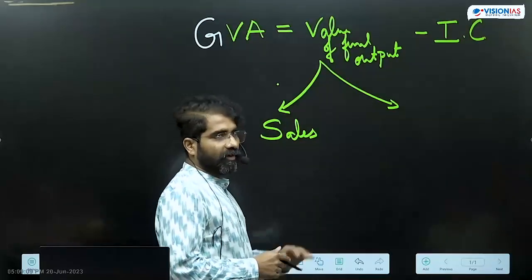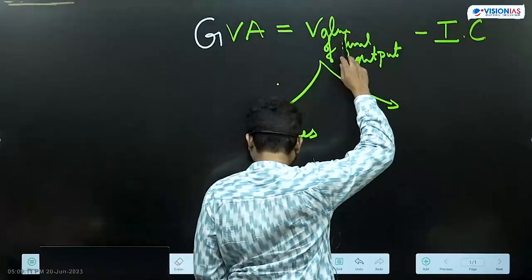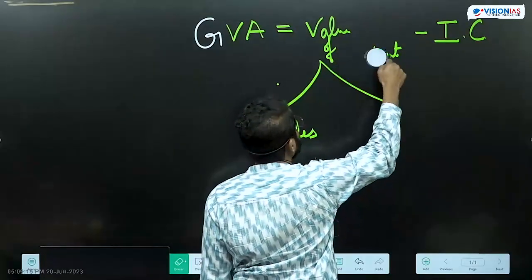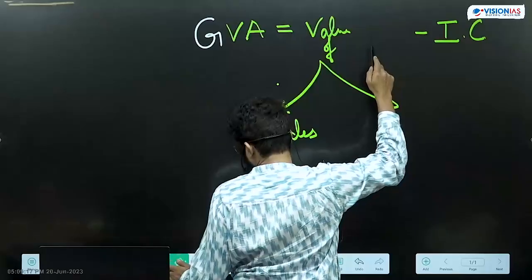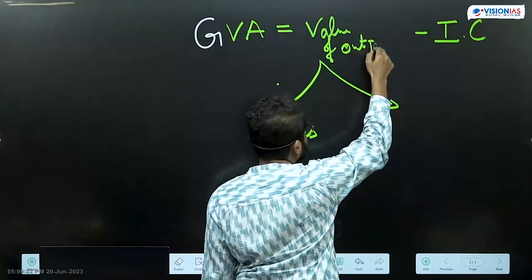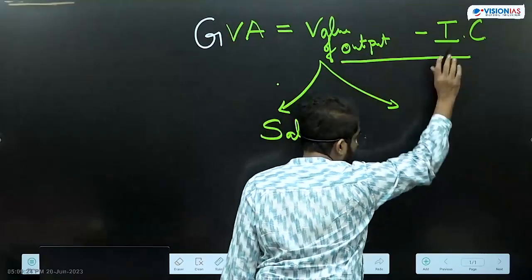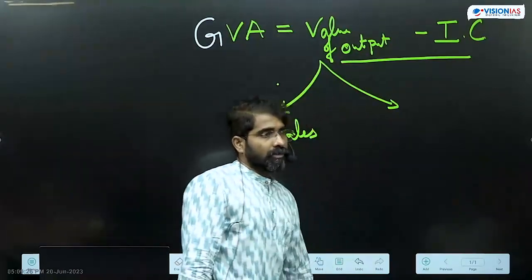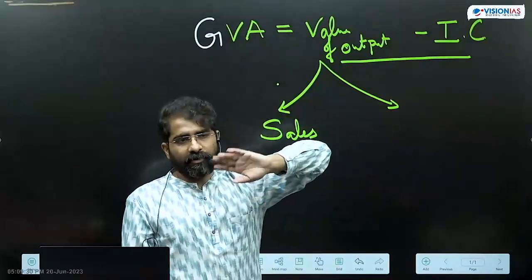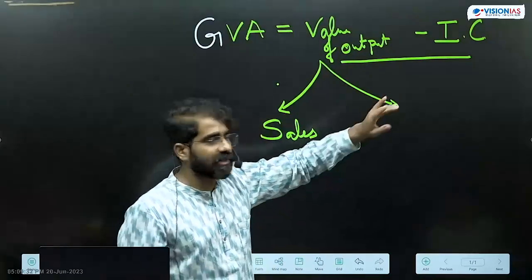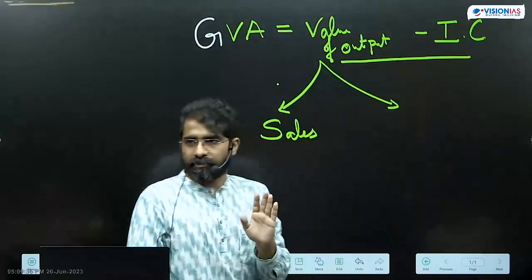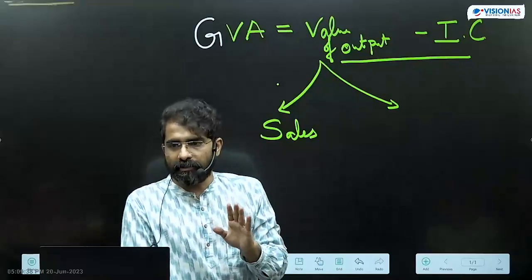See, value of output, generally, since there are no numericals for us, we need not remember all this, but just for understanding. If you have understood this, it is sufficient for UPSC. Okay, so value of output minus intermediate consumption. Why did we subtract intermediate consumption? To avoid what? Double counting.